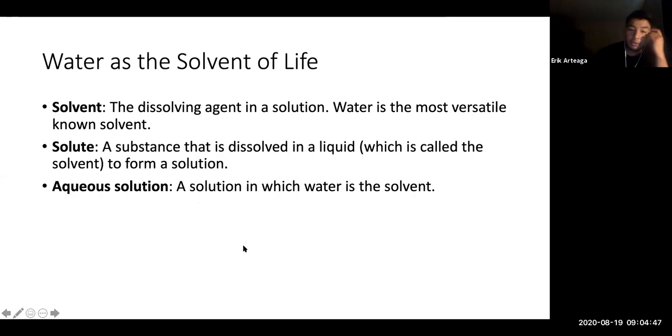So water is a solvent of life. A solvent is the dissolving agent in a solution. Water is the most versatile known solvent. Again, it's polar, so it can dissolve polar molecules, like salts. A substance that is dissolved in a liquid is a solute, and the liquid is called the solvent, to form a solution.